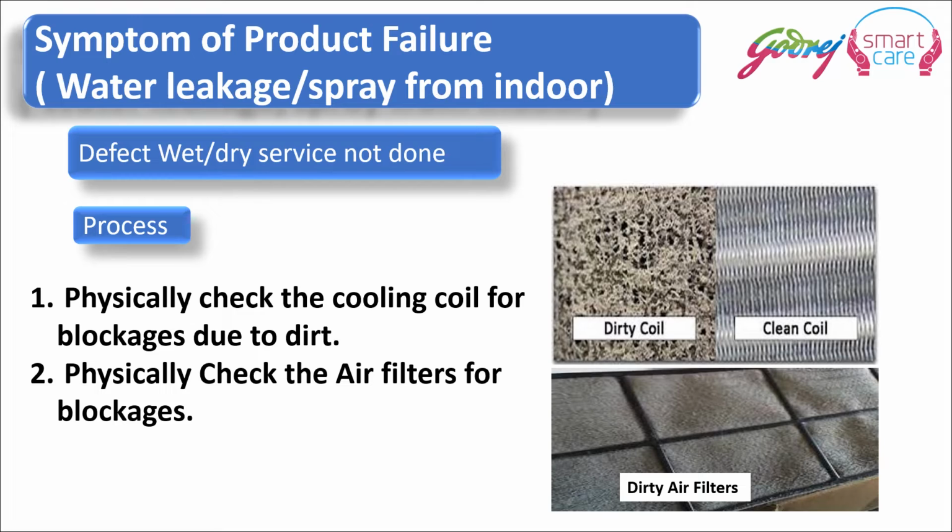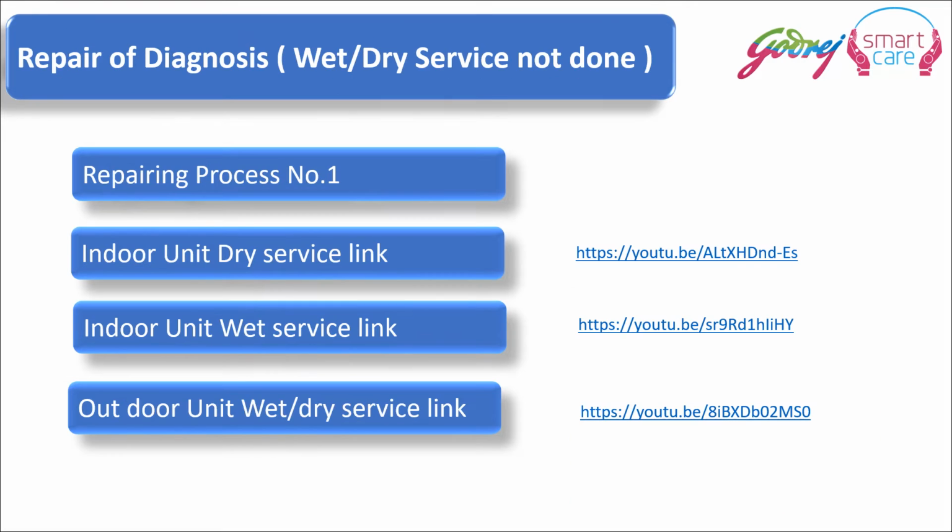So to avoid this kind of a condition, we should ensure that the indoor unit coil is thoroughly cleaned with a jet of water through a jet spraying unit. A mechanical jet spray unit should be used for cleaning the indoor unit. That action is called a wet service or a jet service. That service should be regularly done and should not be delayed beyond a certain point. Otherwise, a clogged coil will always give rise to water leakages inside the indoor unit.